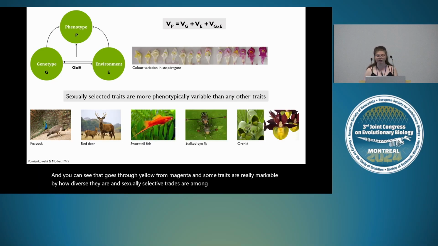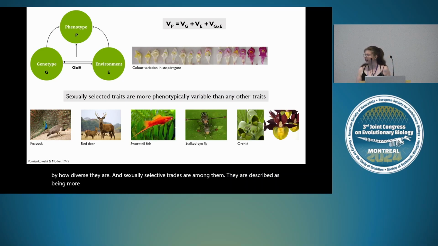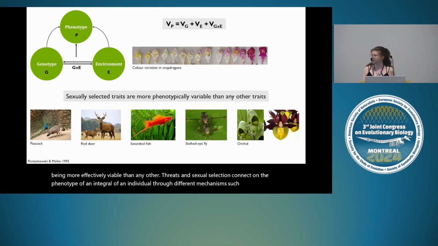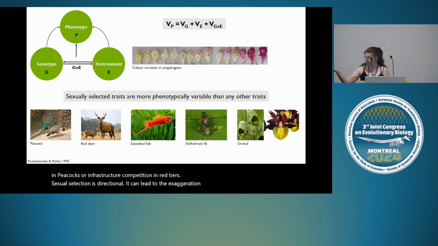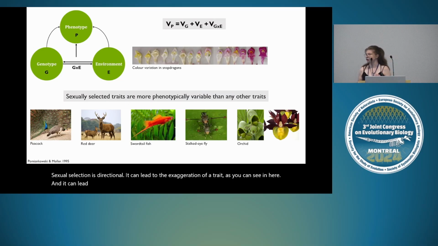They are described as being more phenotypically variable than any other traits, and sexual selection can act on the phenotype of an individual through different mechanisms, such as mate choice in peacocks or intrasexual competition in red deer. Sexual selection is directional. It can lead to the exaggeration of a trait, as you can see here, and it can lead to the fixation of a phenotype, which is paradoxical with the fact that they are extremely phenotypically variable.